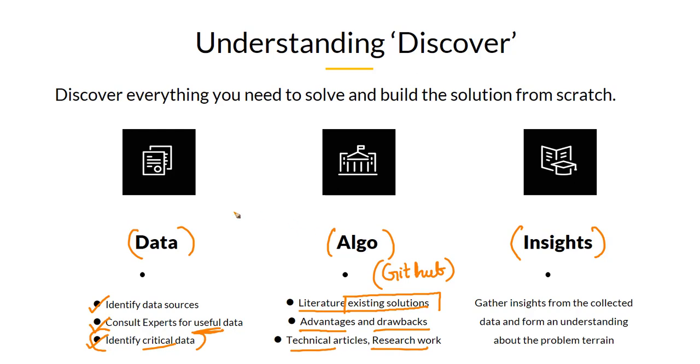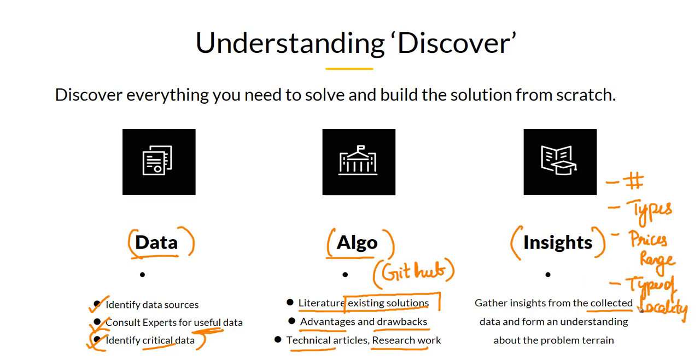So now you have collected the data, you have analyzed the different data sources and possibly collected the data. You also have the algorithms and have done your background work on the literature. Now you can go about gathering insights from the collected data and form an understanding of the problem terrain. For example, for this particular problem, you can form an opinion about how many houses there are in your locality, the different types of houses you are going to build a model on, the price range of the houses, and types of localities. So basically, based on the different categorical variables in your data.